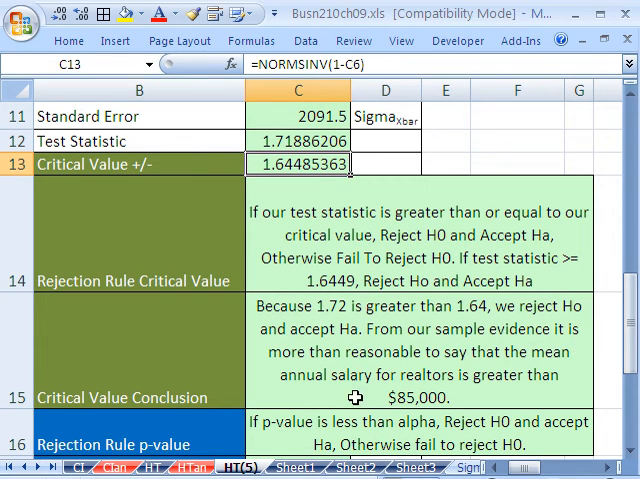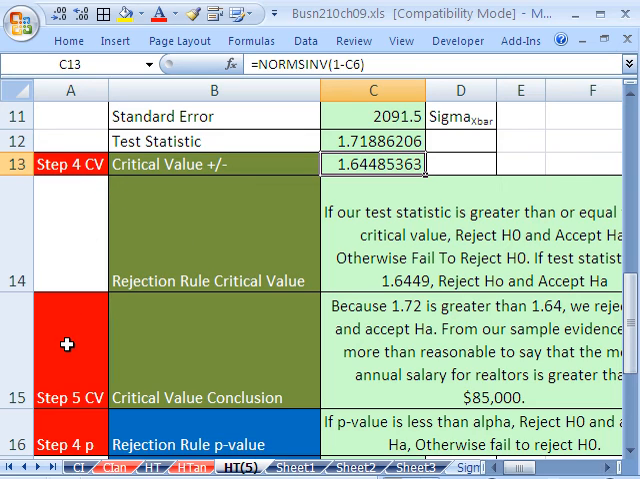From our sample evidence, it is more than reasonable to say that the mean annual salary for realtors is greater than $85,000. Now, we calculated our test statistic, compared it to our critical value, applied the rejection rule, and came to a conclusion. Now, for p, our second method, that was steps 4 and 5 for critical value. For p, we calculate our test statistic.